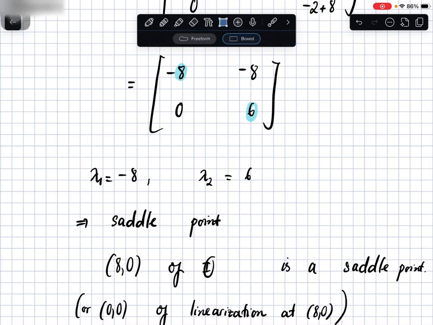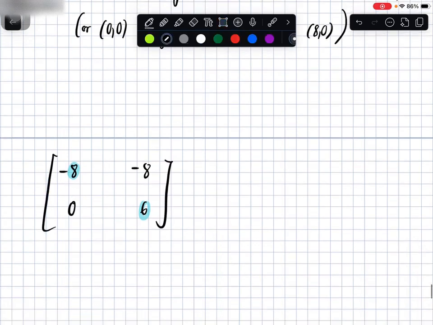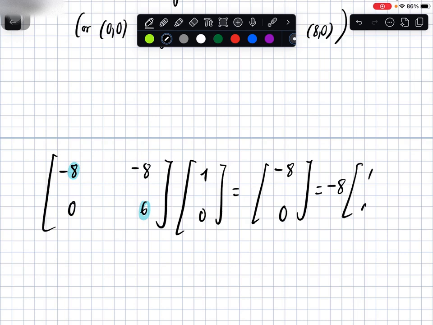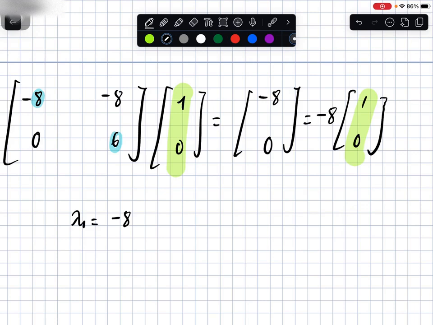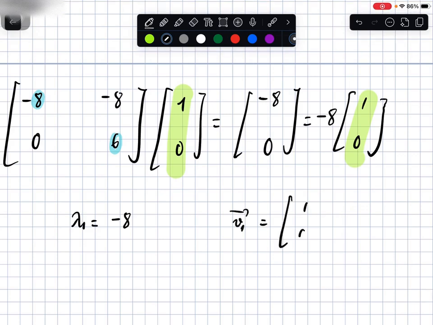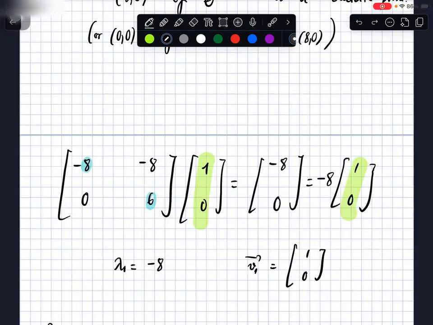And if we want to sketch the phase diagram, we compute the eigenvectors. The first one, which corresponds to minus 8, we should have (1, 0). If you multiply (1, 0), you get the first column, minus 8 times the vector (1, 0). So we see that (1, 0) is an eigenvector corresponding to lambda 1 equal to minus 8. V1 is (1, 0).